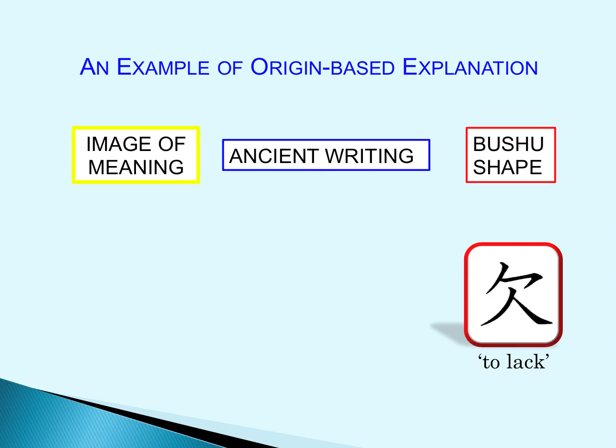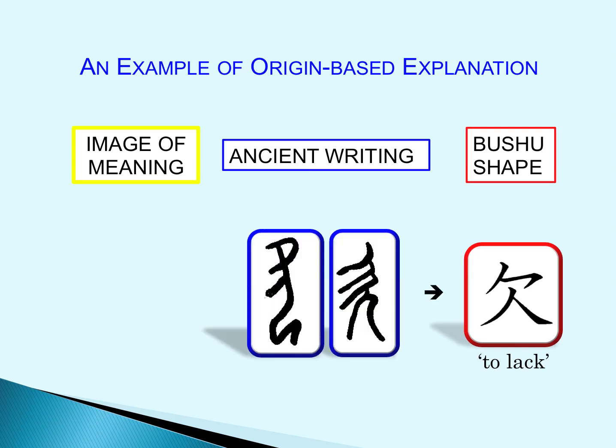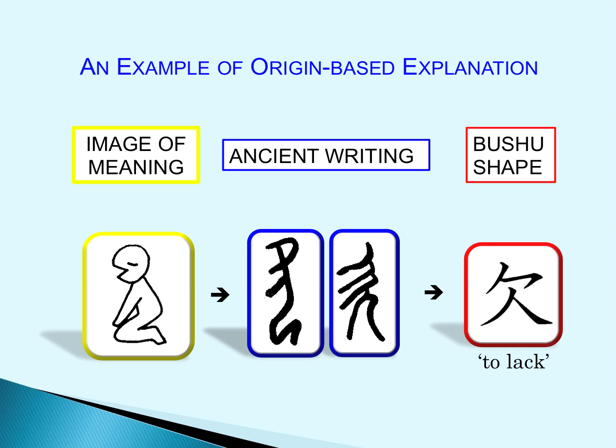This shape in the red box that means lack of something is explained like this. These in the blue boxes are what the ancient writing looked like. The two different forms both portrayed a person on his knees opening his mouth wide to inhale more air. Based on that, the simple image of the meaning shown in yellow was created for you. So, 3 different stages are shown in 3 color boxes. The image of the ancient meaning in yellow, the ancient writing in blue, and the Bushu shape the way we use it now in red.